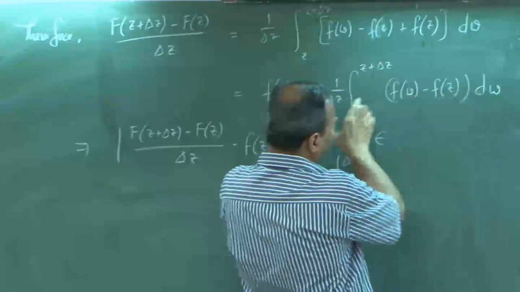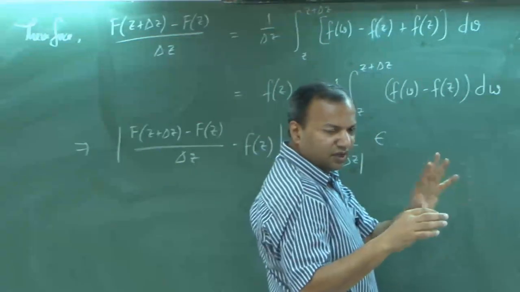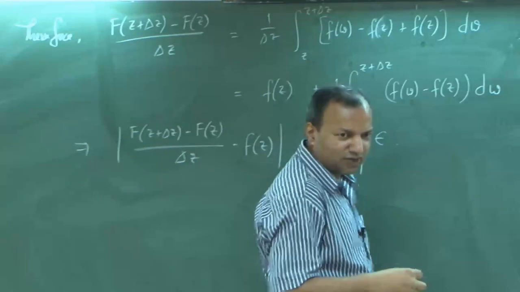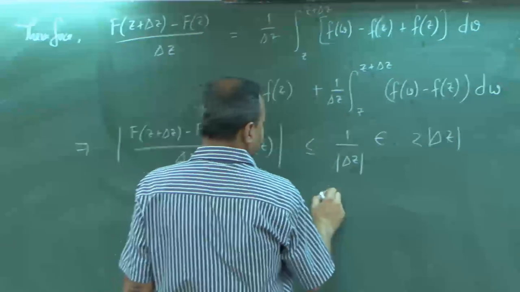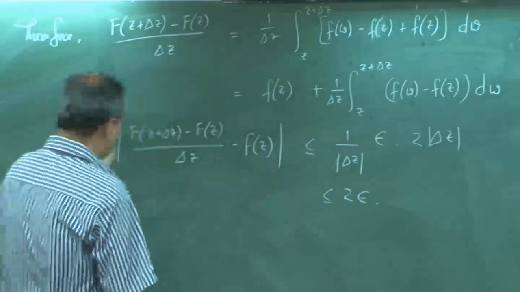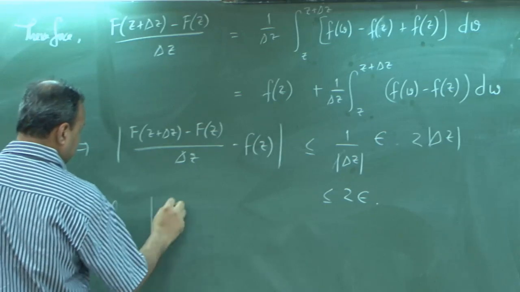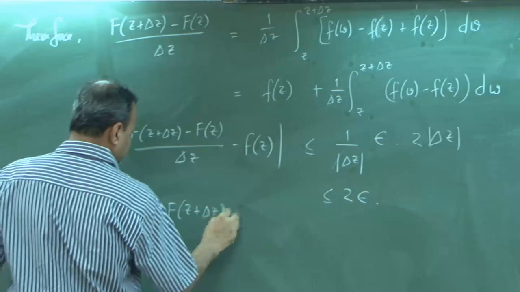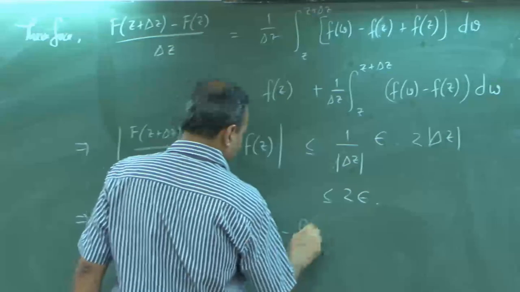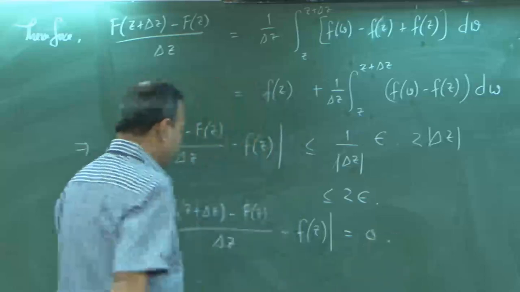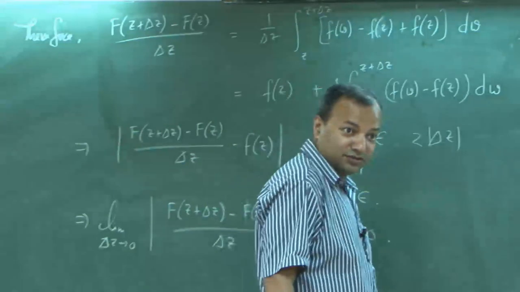I am just saying about the rest of it, this will come out, and then just the integral z to z plus delta z of dw, because that is now inside the modulus. So, I cannot say that it is exactly equal to delta z, but it is bounded by 2 times delta z, times absolute value of delta z, and therefore, this is less than or equal to 2 epsilon. And now, take the limit. So, the derivative of capital F is small f. That was the whole idea of showing this.